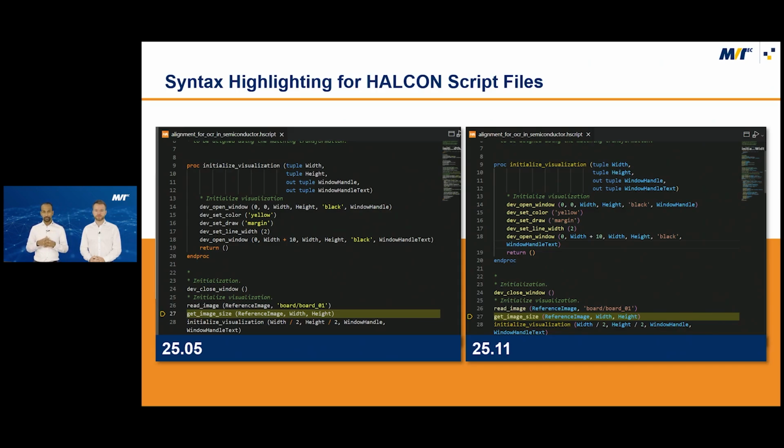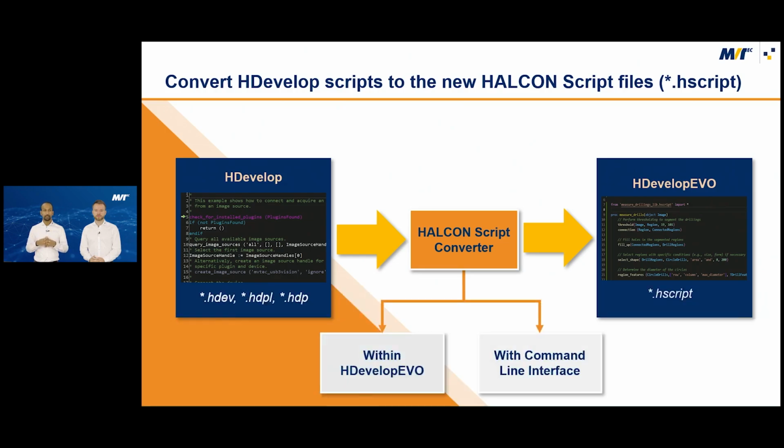The second thing is we have also introduced a converter to convert the old HALCON HDev scripts to the new HScripts. This is called the HALCON script converter. And how can you use it? There are two methods. First, you can use it within HDevelop EVO, or you can also use it with the command line interface. How do you use it with HDevelop EVO?